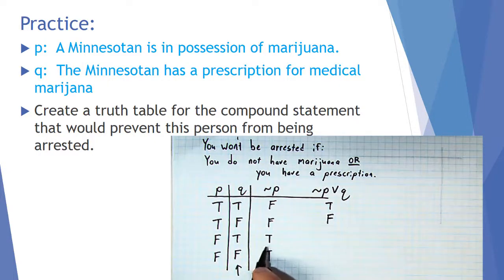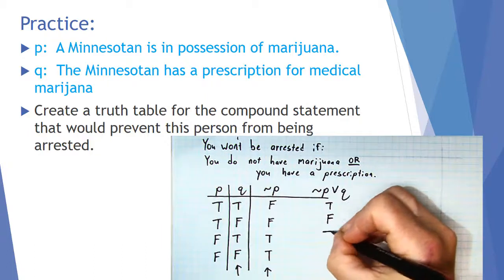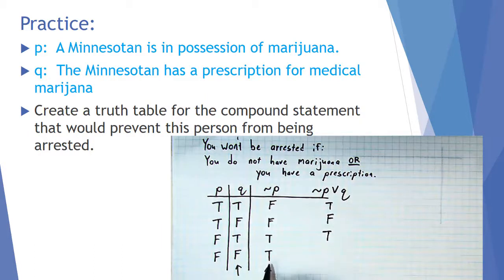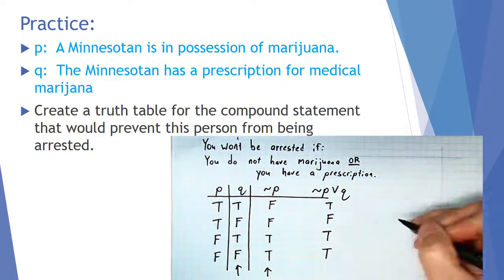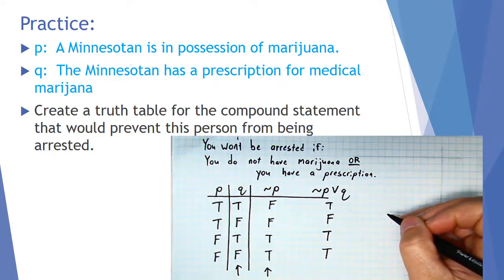Row 3, do we have not P or Q? Yeah, in fact we have both, so that row is true. And row 4, do we have not P or Q? Yes, we have not P, so that row is true.